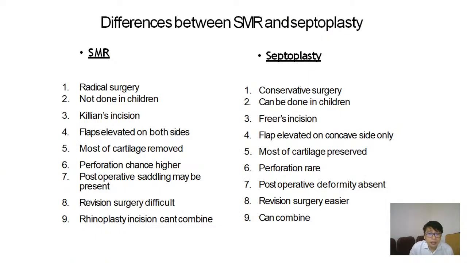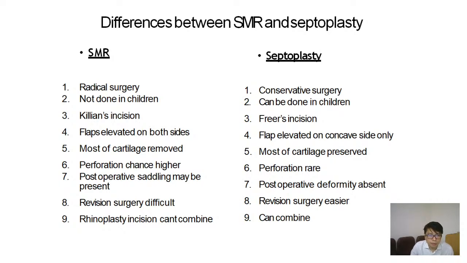So the differences between these two: SMR is going to be more radical, like I have mentioned. Septoplasty is more conservative, and we prefer this, and this is the most common one which is followed nowadays. SMR is not done in children because it's radical, and septoplasty can be done in children also. Incision: in SMR we usually do the Killian incision, whereas in septoplasty we prefer to do the Freer's incision.